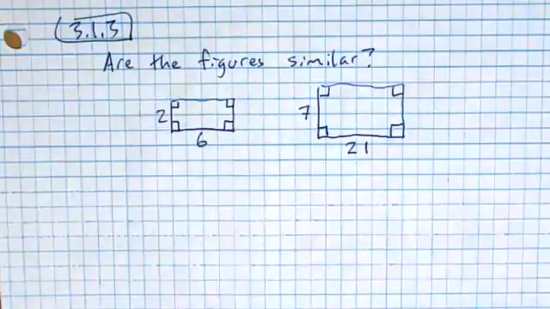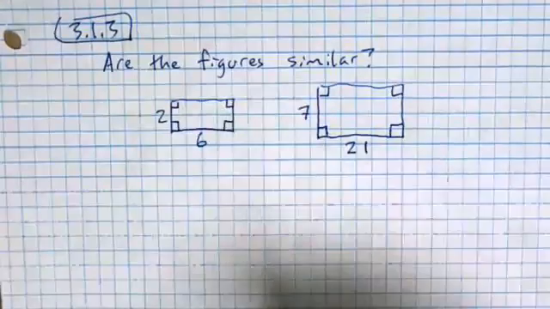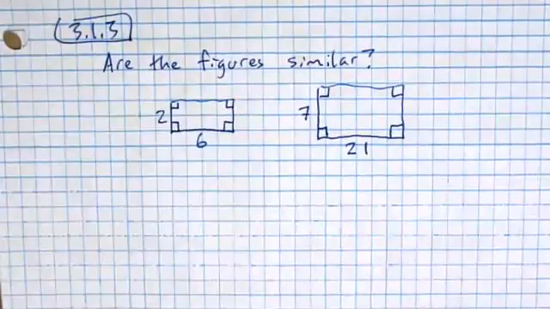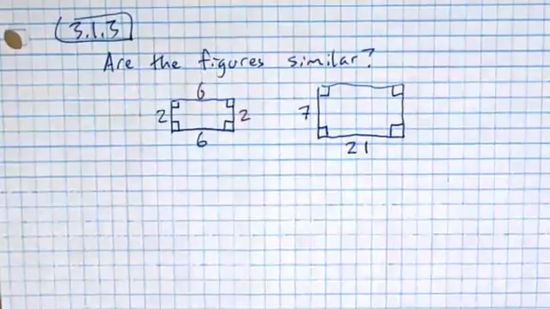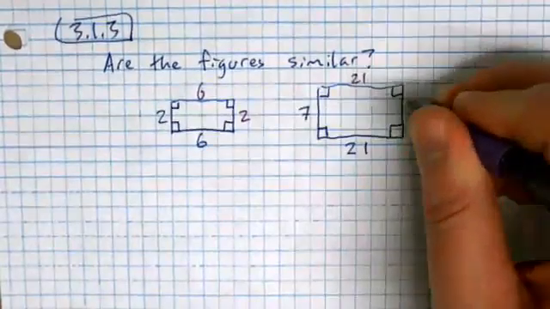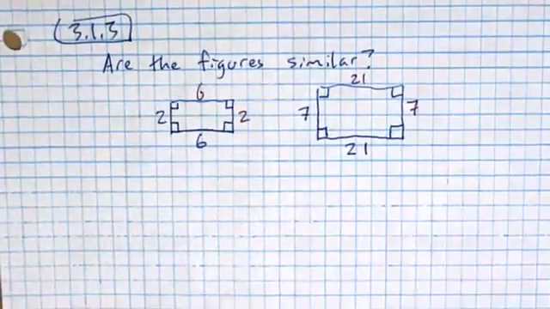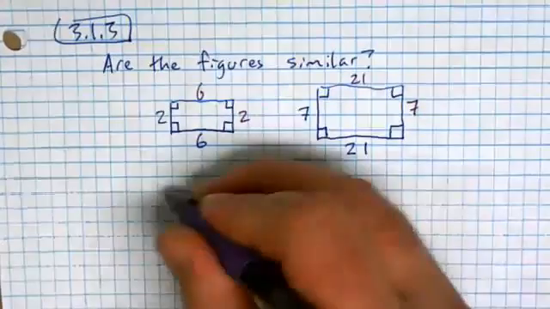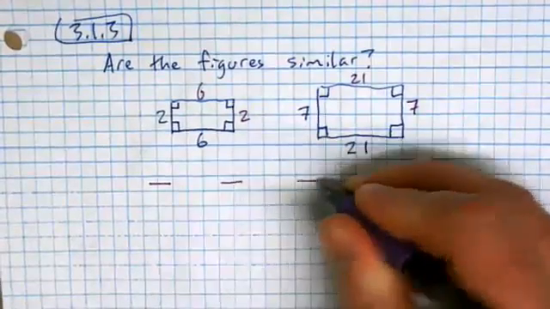We're going to need a couple more sides. Do you know what the other two lengths of this rectangle are going to be? 6 and 2, right? Because rectangles are the same length on opposite sides. And this would be 21 and 7, right? So there's 4 sides, so we would need to have 4 ratios. Now, technically, we're going to have 2 copies of the same thing. But let's go ahead and write out our 4 ratios.